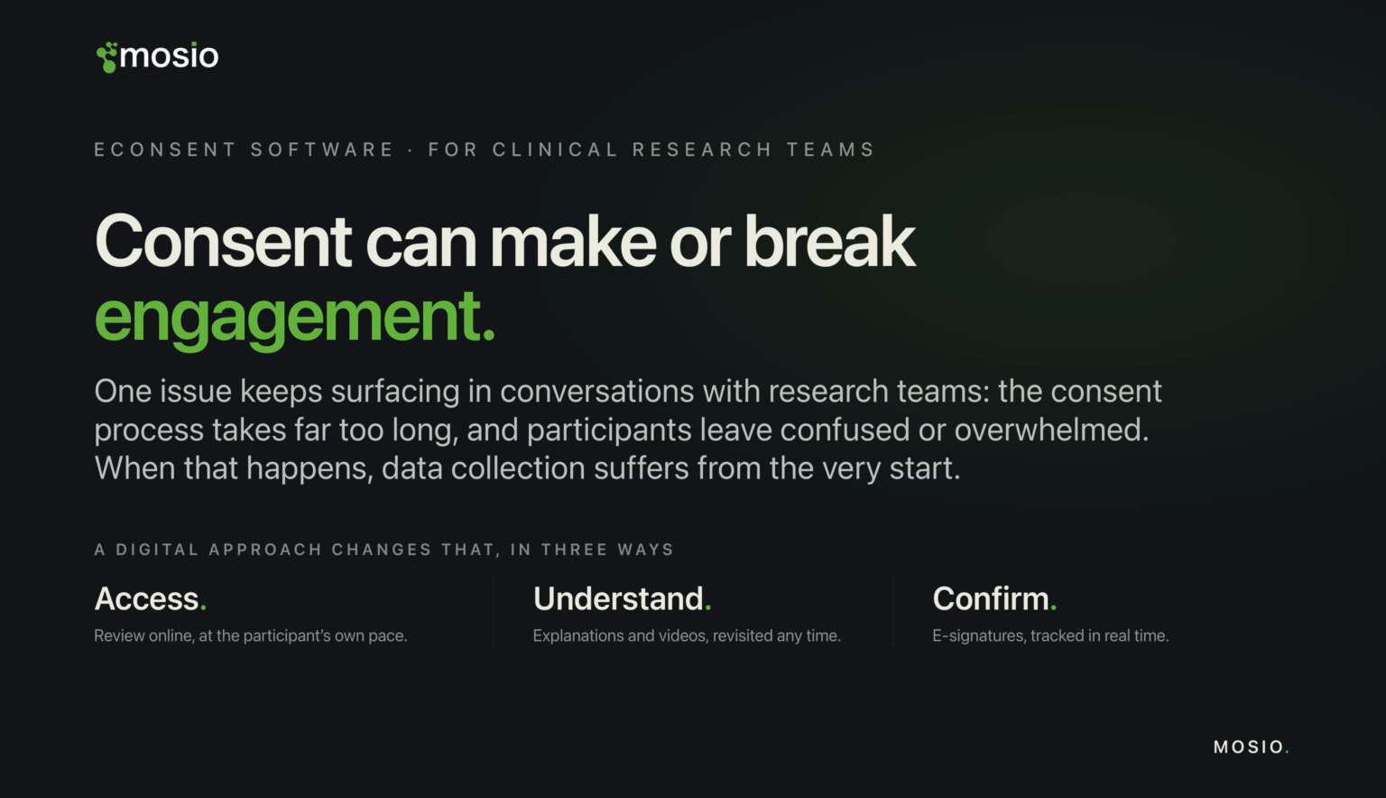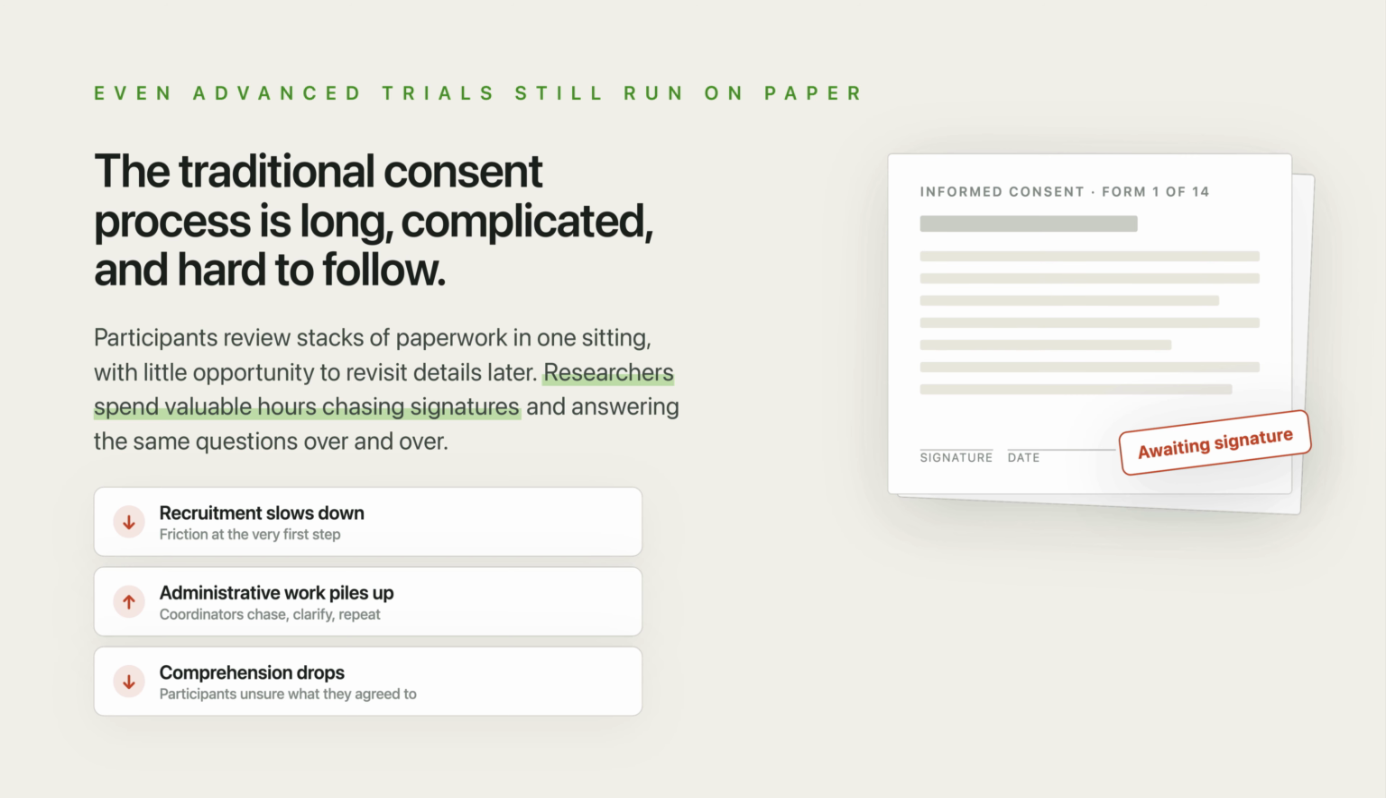Even as trials become more advanced, many still rely on paper-based consent forms or static PDFs. This slows down recruitment, increases administrative work, and risks participants not fully understanding what they are agreeing to. The traditional consent process is long, complicated, and often hard to follow.